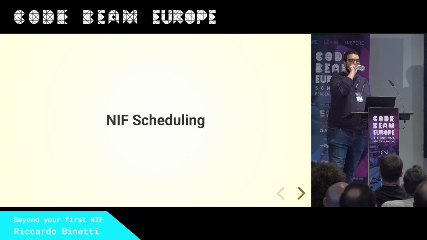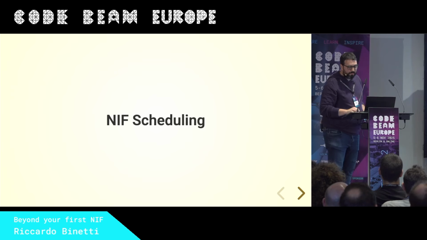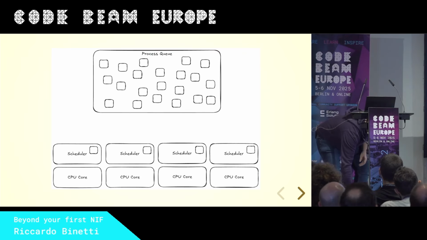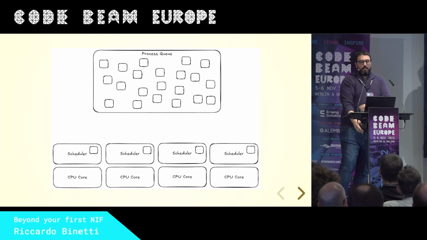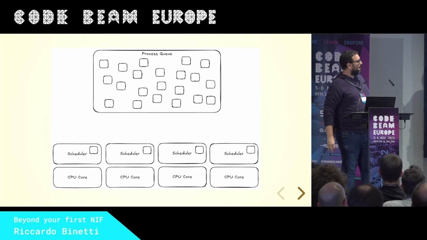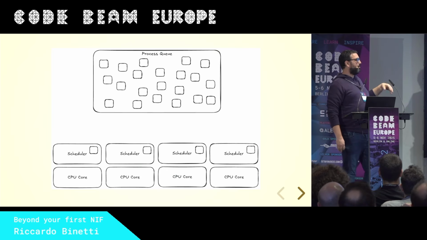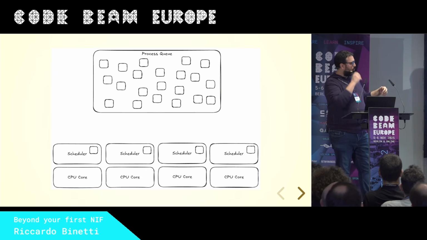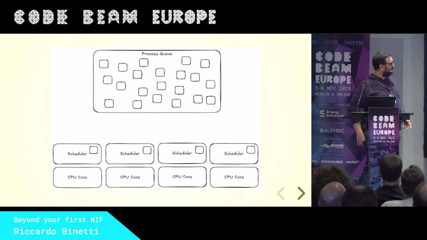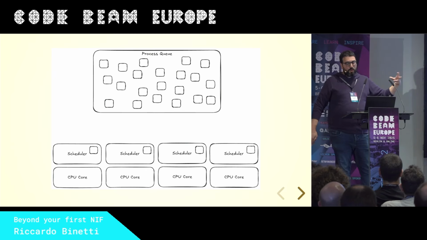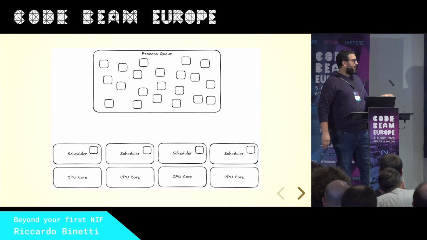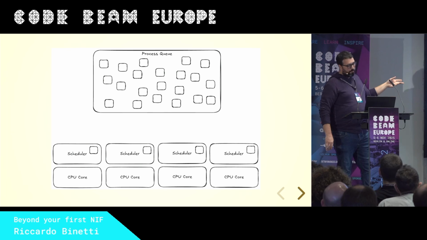So, as you might remember from the great talk from yesterday, this is a high-level view of how processes in the Beam work. If you want more details, again, the talk yesterday was much better at explaining this, but basically you have one scheduler per CPU core, and it executes one process at a time.